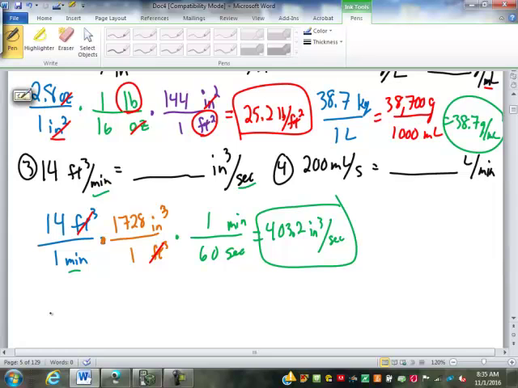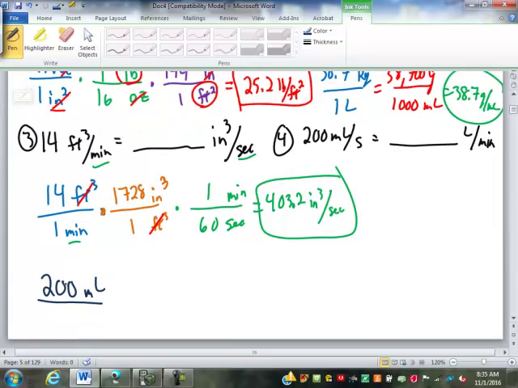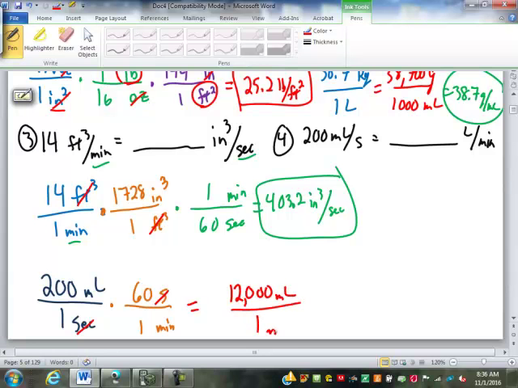So let's say you're taking a look at 200 milliliters per second. We have to change the seconds. So I'm going to do that first. Seconds on top, it's going to minutes. 1 minute is 60 seconds. So we got 200 times 60 is 12,000. That is now in milliliters per minute. But I don't want it in milliliters per minute. I want it in liters per minute. So now I'm going to convert the milliliters to liters, which is 12. So that's 12 liters in 1 minute. Any questions on that one?